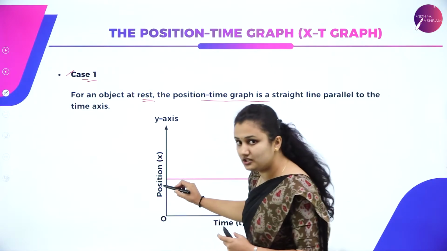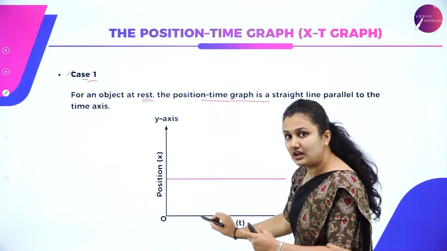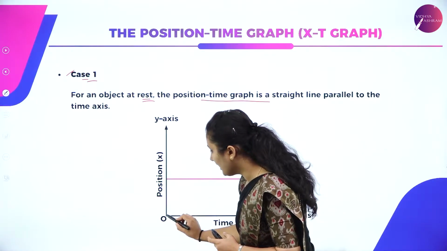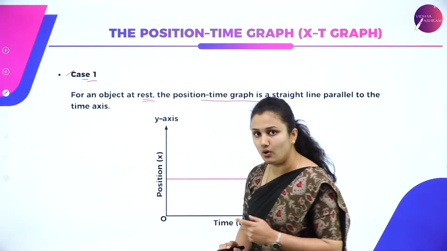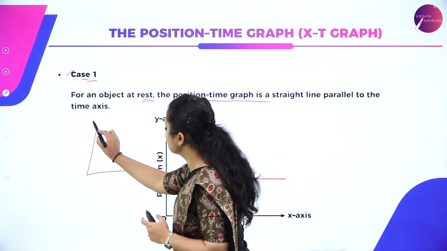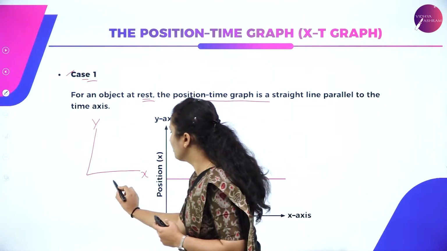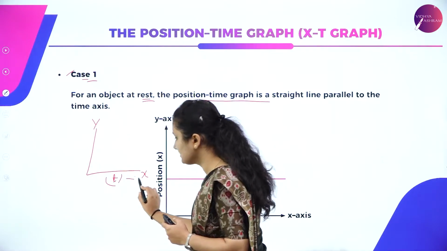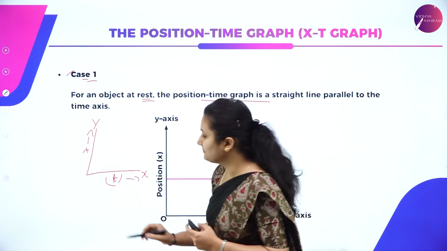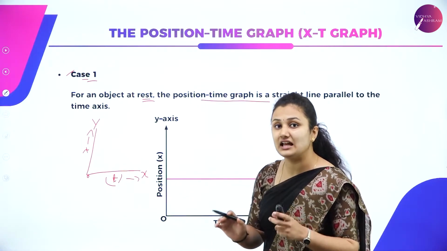Your position is along the y-axis and your time is along the x-axis. You have a body at point O, at the origin. You have 2 axes: this is your y-axis, this is your x-axis. Time is along the x-axis and position is plotted along the y-axis, and the body is initially at origin, that is, at rest.